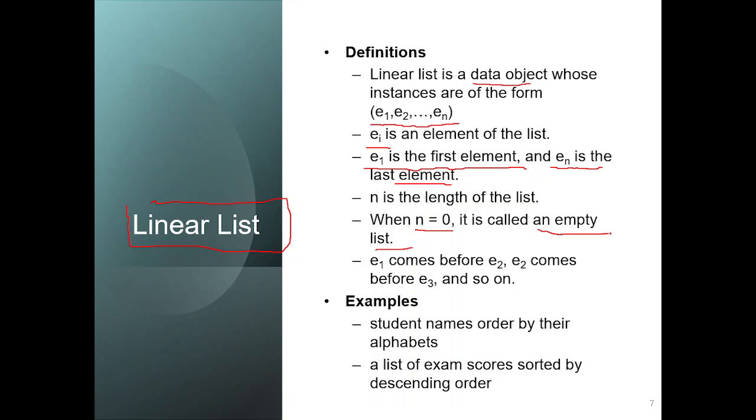Examples of lists: we can generate a list from anything. If we have a list of names of students, we can generate an alphabetical list of the names of students, or we can generate a list of the GPAs of students, and we can generate that list so that the highest GPA is at the top, and so on and so forth.